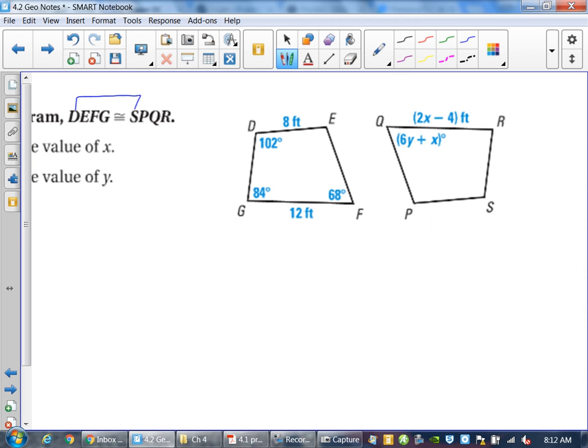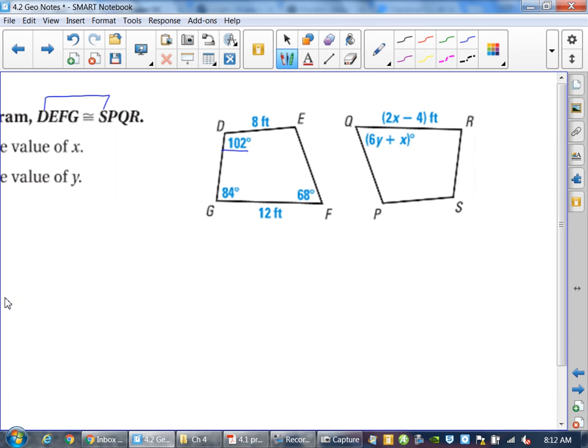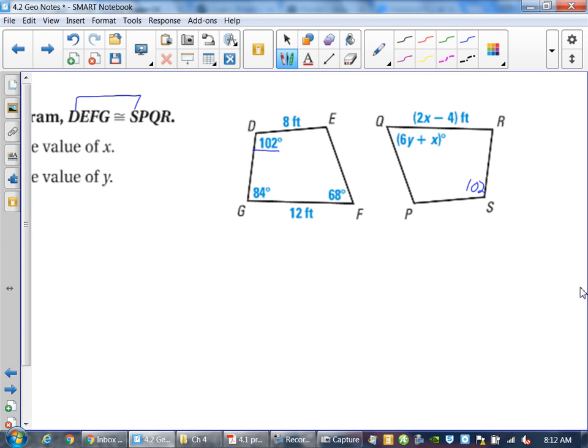D matches up to what letter? So D is 102, which means S is 102. G matches up with R. So G is 84, R is, see how this is working? Okay. F matches up then with Q. So F is 68, Q is 68. So I know this right now. 68 is going to equal 6y plus x. Uh-oh, that doesn't look like fun because I get two variables.